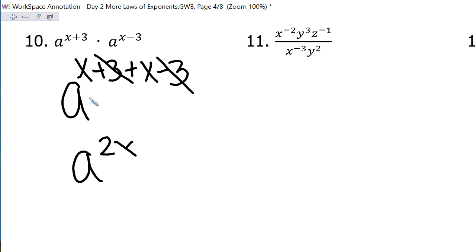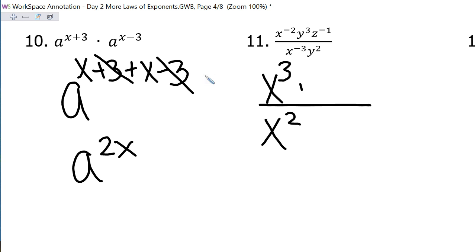Number 11. What's wrong with 11? It has a negative exponent. So let's move the negative exponents. So x to the negative 2 goes to the bottom, becomes x to the positive 2. X to the negative 3 goes to the top, becomes x to the positive 3. Y cubed is good because it's positive. Y squared is good because it's positive. Z to the negative 1 goes to the bottom, becomes z to the positive 1. Once you've moved all of your negative exponents, you're going to make things a lot simpler for you.